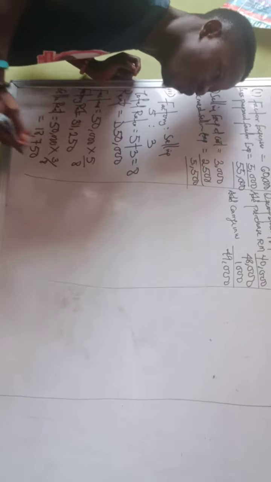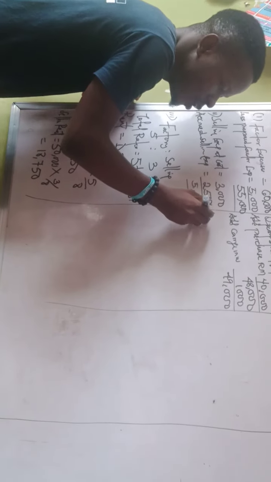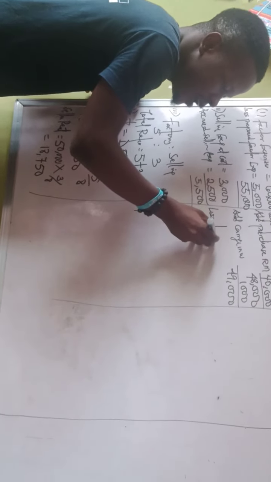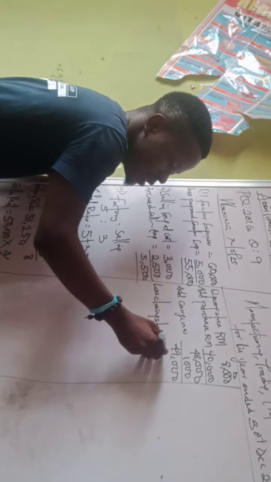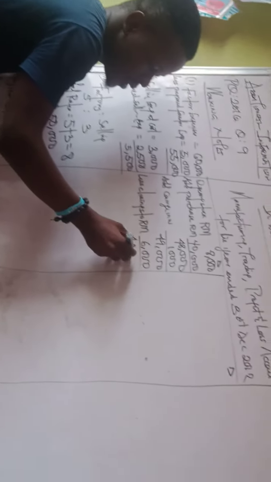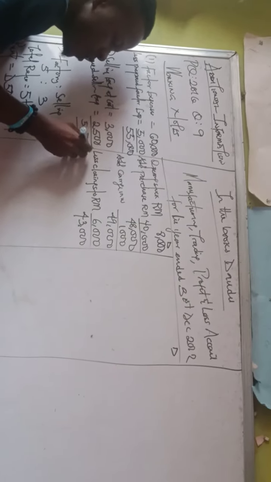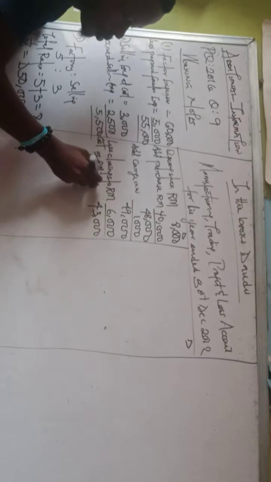Is there any return outward of raw materials? No. Okay, so let's take the closing stock of raw materials. That's 6,000. We have 43,000. That's the cost of raw material consumed. Is that not? Yes.